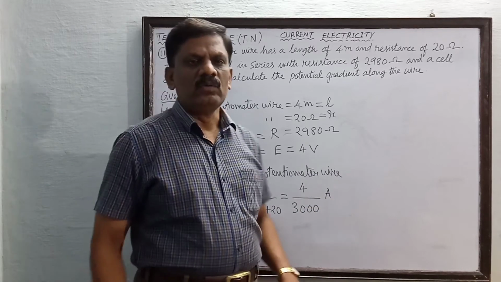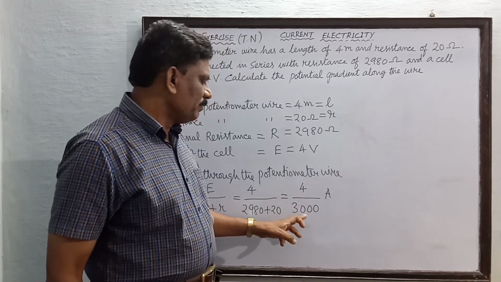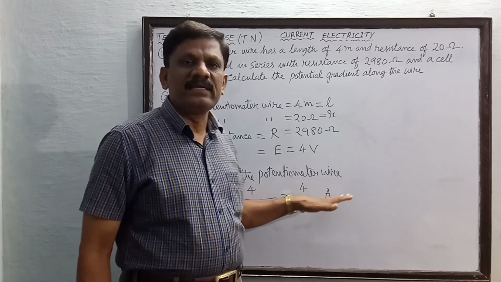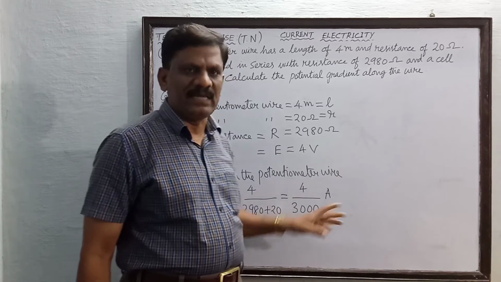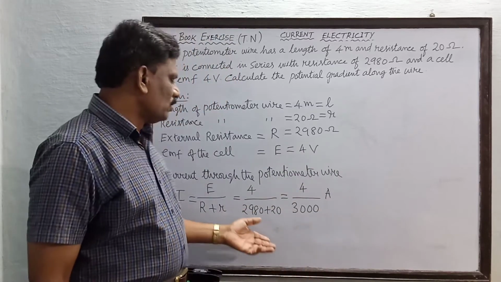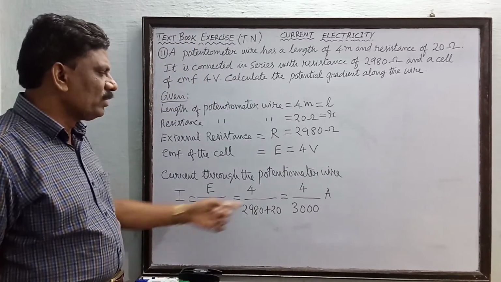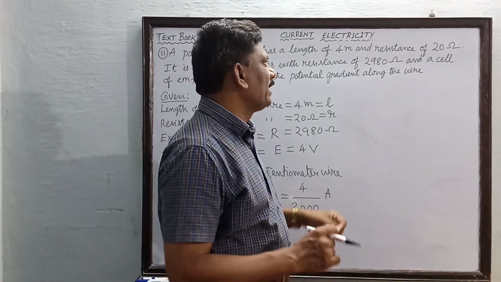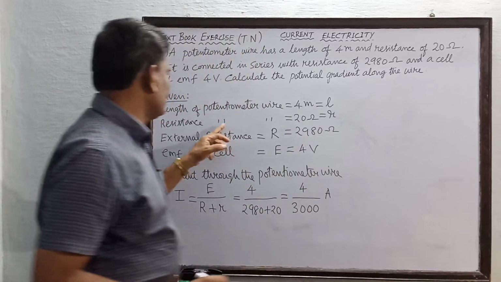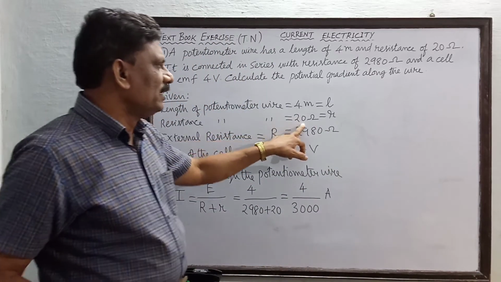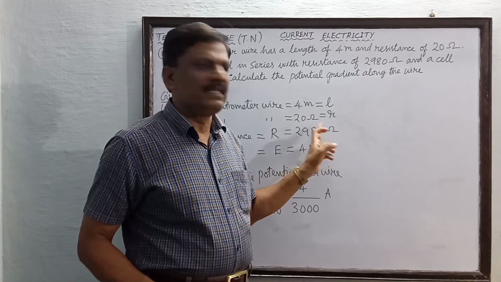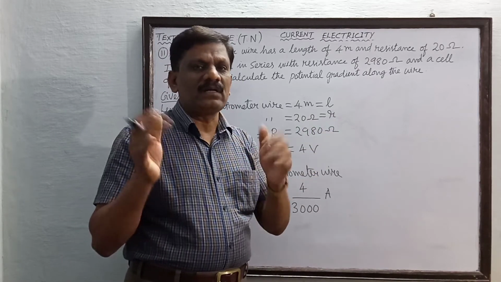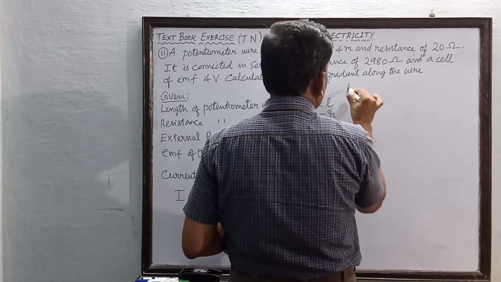Now you can divide 4 by 1000, and again divide by 3 you can do, but let us keep this as it is because it may get cancelled in the further steps. So the current flowing through the potentiometer wire. What is the resistance of the potentiometer wire? Already given, the resistance of the potentiometer wire is 20 ohm, is it not? So what is the IR product across the potentiometer? That is called the potential drop.